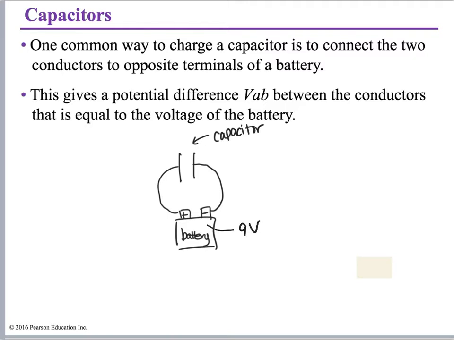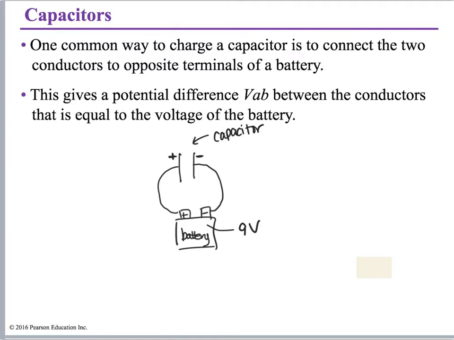And so by connecting the terminals of the battery to the two different conductors of the capacitor, what's going to happen is that this conductor is going to acquire a positive charge, and this conductor is going to acquire a negative charge.